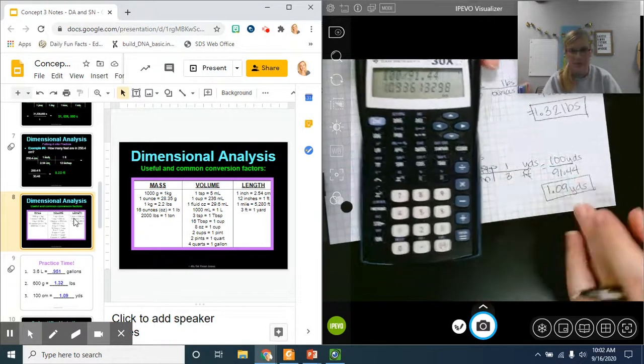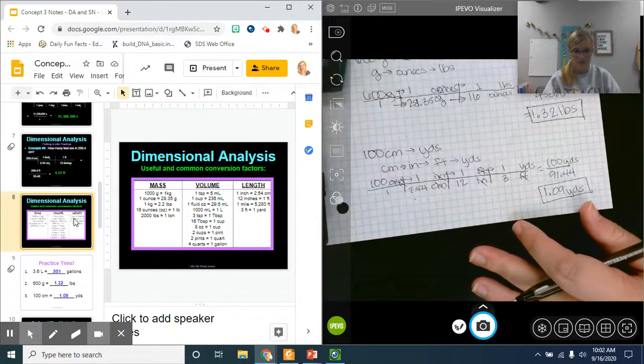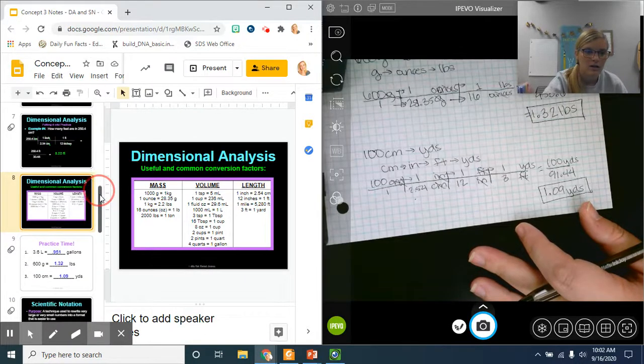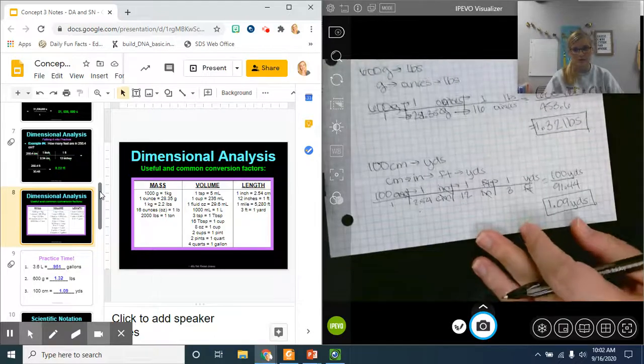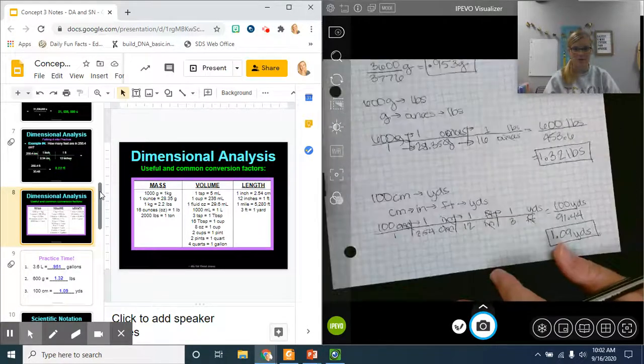And if you don't know what the abbreviation is for some of these things, feel free to just write out the whole word to make sure that you get the units correct. So that's going to be the end of the dimensional analysis. We will do some of these practice problems in class. So please just come prepared with the notes so that we know what we're doing. Thank you.